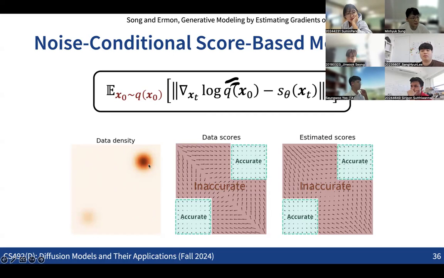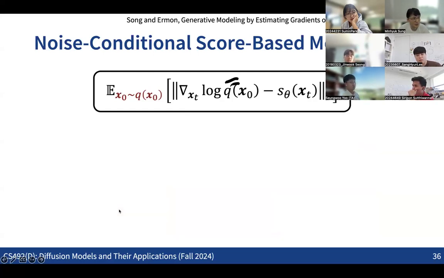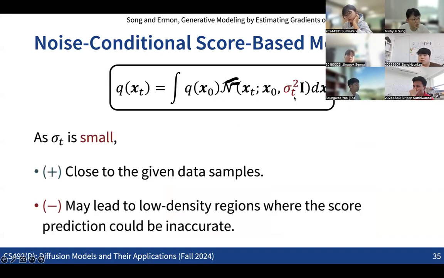But mostly the samples will be concentrated on the high density regions, right? Which means that our prediction for the score in these low density regions will not be that accurate, because we are not going to have that many samples in these regions. So that's the downside when you have a small variance here.